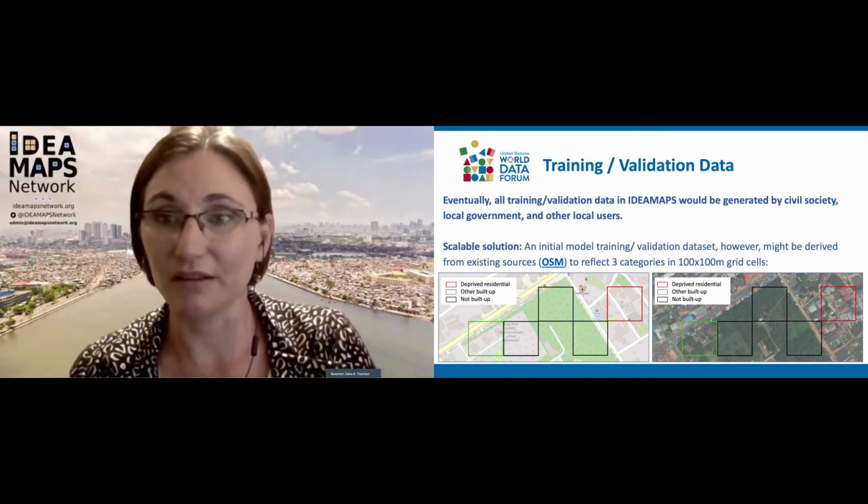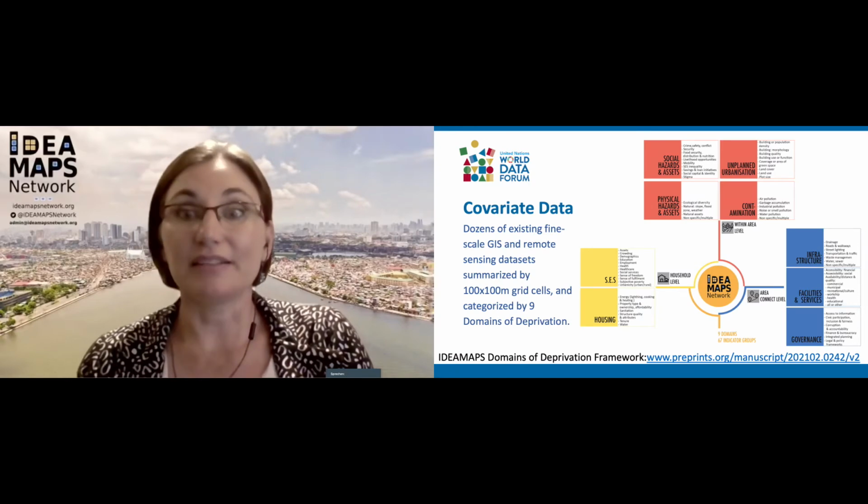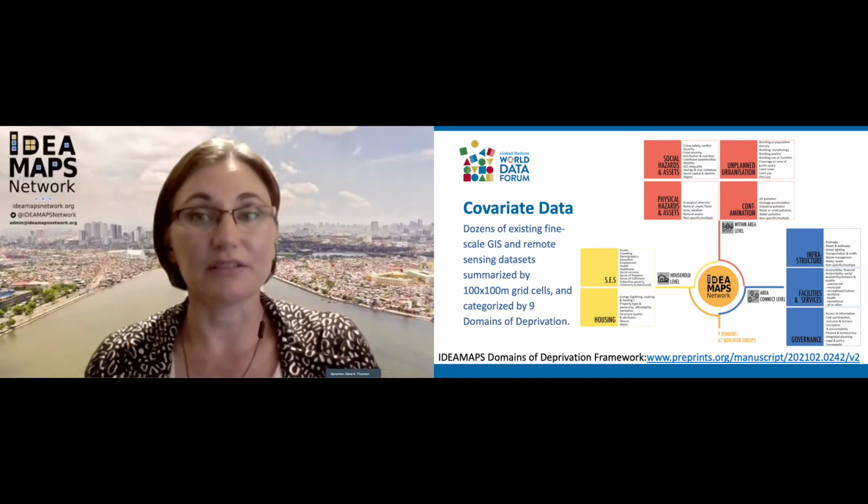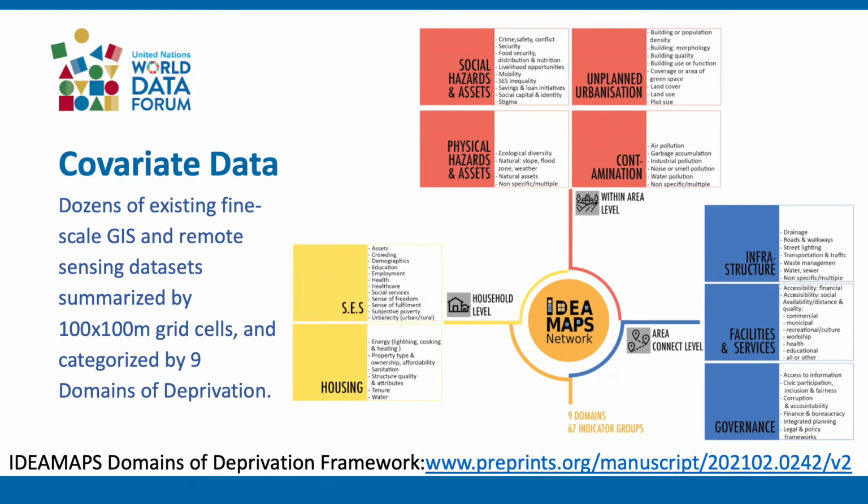And third, there are dozens and dozens of covariates, or things that help us to predict the location, or actually the range of deprived to not deprived areas. We're processing all of this data into 9 categories, or what we call domains of deprivation. These are things that define deprivation in any city anywhere in the world, from Bern to Bogota, right?